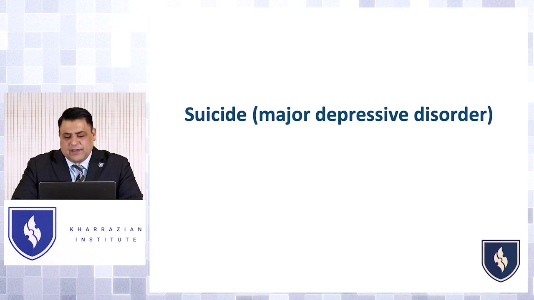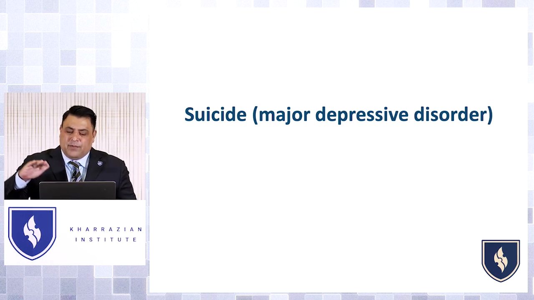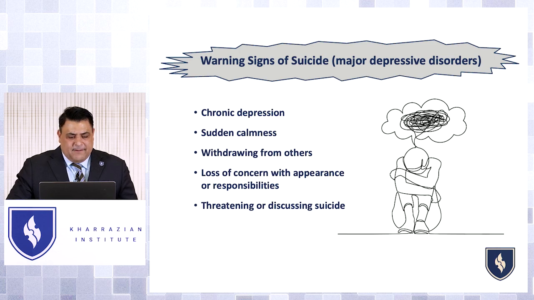There's been an explosion of suicides in the past few years when people are isolated with the pandemic. And even though the pandemic resolved, the rates of suicide are still pretty terrible. And it's one of the things that keeps growing, even unrelated to the pandemic, each decade. So the warning signs of suicide: depression, sudden calmness, withdrawal from others, loss of concern with appearance and for responsibilities, threatening or discussing suicide. Those are all the red flags.